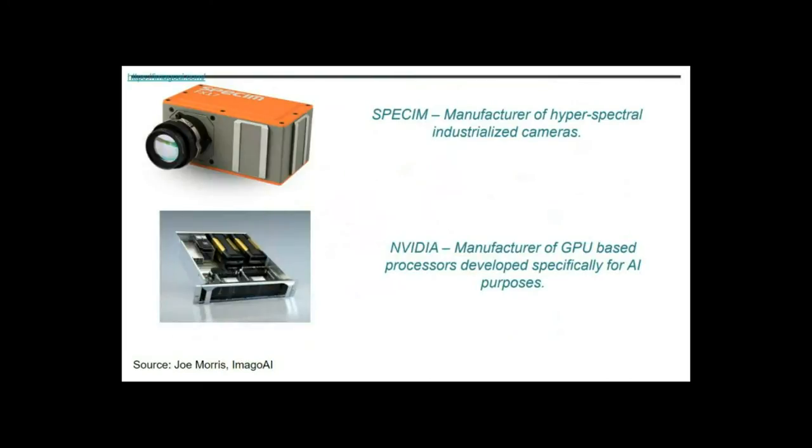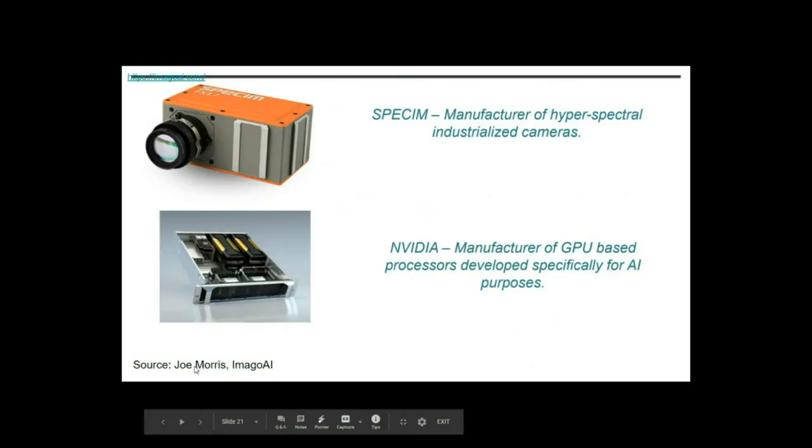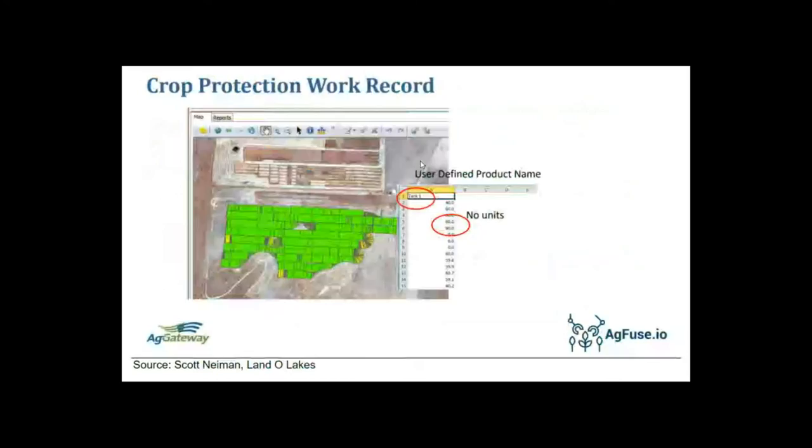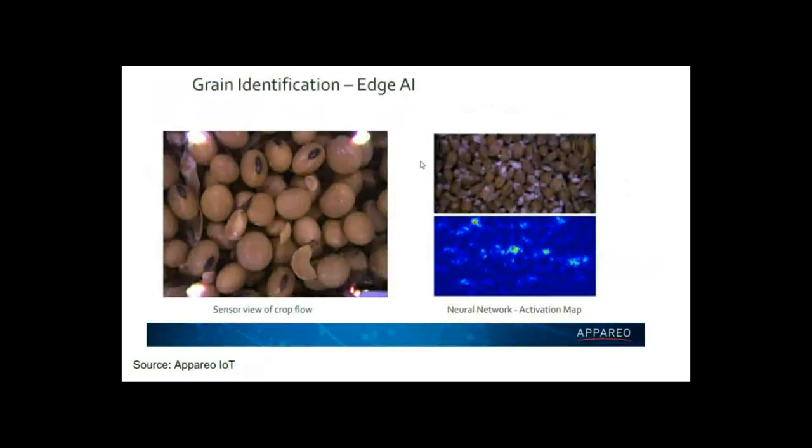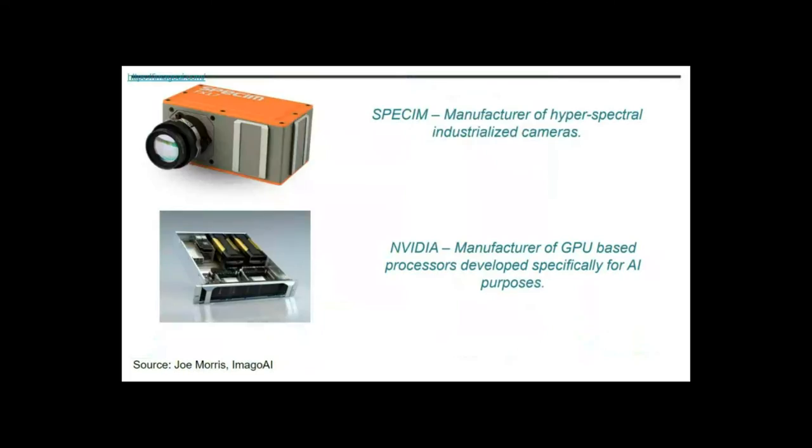Another really cool example at AgFuse was this company, Imago AI. This is a company based out of India, and they have a business development gentleman, Joe Morris, based in Minnesota here. And essentially what they do is similar to the Appario AI example here, rather than using light to sort of bounce off seeds and make sure you're not mixing the right seed with the wrong seed, they are using hyperspectral industrialized cameras, also off-the-shelf cameras, and they are using GPU-based processors on site.